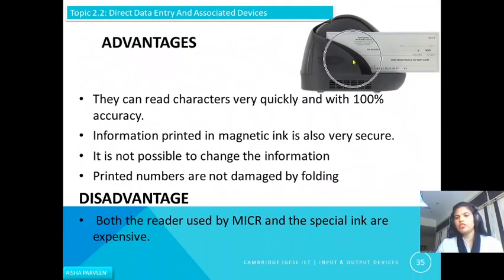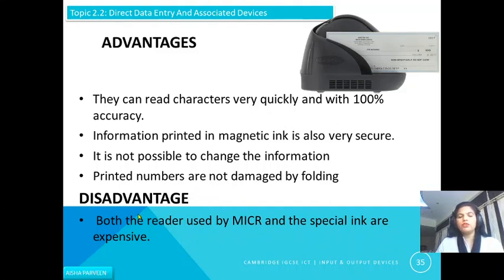Look at this picture. This is an example picture of a MICR reader that can read the check accurately. So what are the advantages? They can read the characters very quickly and with 100% accuracy. Information printed in magnetic ink is also very secure. You cannot easily change the information. Printed numbers are not damaged by folding the check.